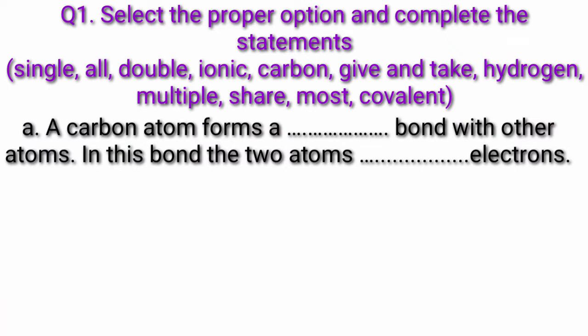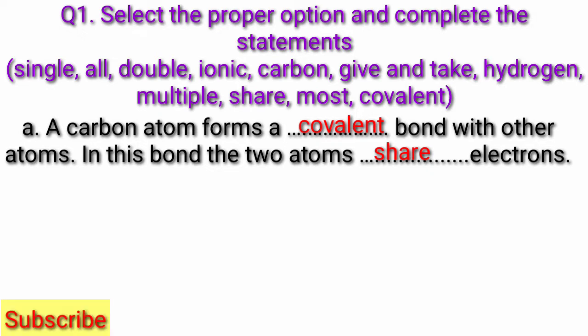Question A. A carbon atom forms a fill in the blank bond with other atoms. In this bond, the two atoms fill in the blank electron. Answer. A carbon atom forms a covalent bond with other atoms. In this bond, the two atoms share electrons.